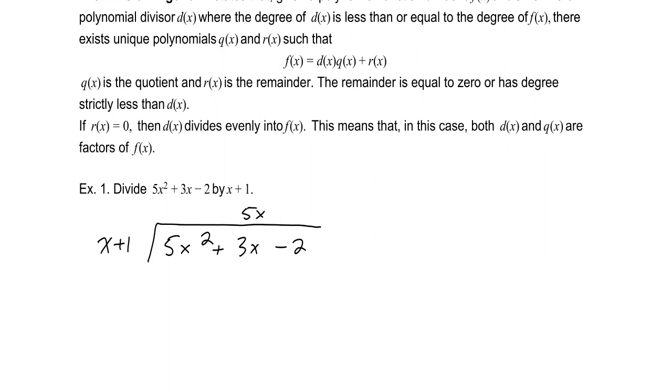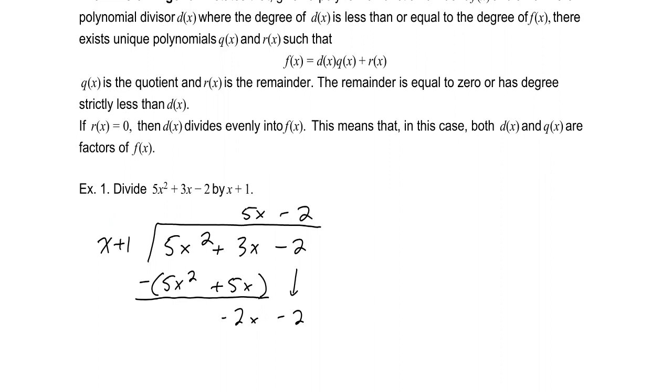Now I'm going to multiply 5x times x plus 1. So 5x times x is 5x squared. 5x times 1 is 5x. And just like in standard division, I'm going to subtract that and see what remains. 3x minus 5x would be negative 2x. Be very careful with the signs there. And then we'll bring down a minus 2. Now I ask my question again. x times what would give me a negative 2x? And the answer is negative 2.